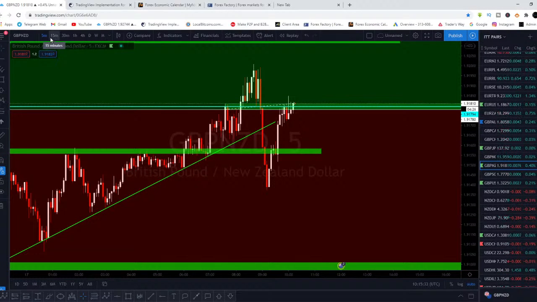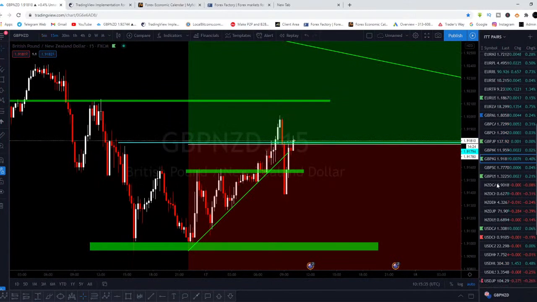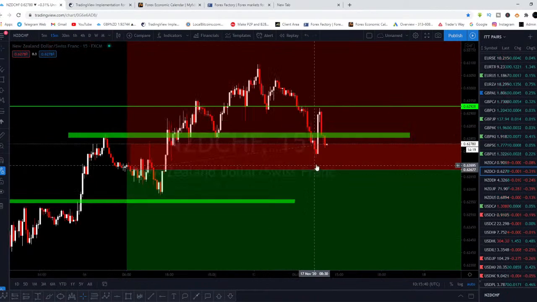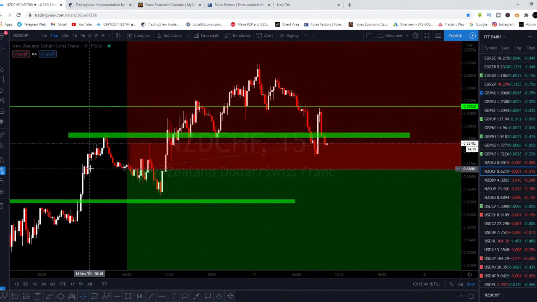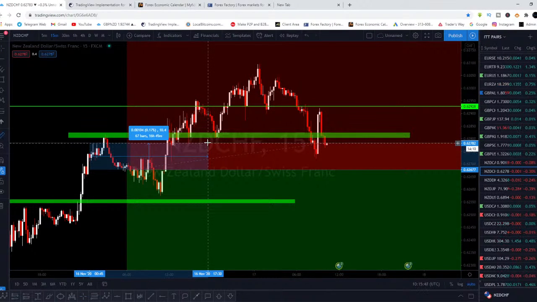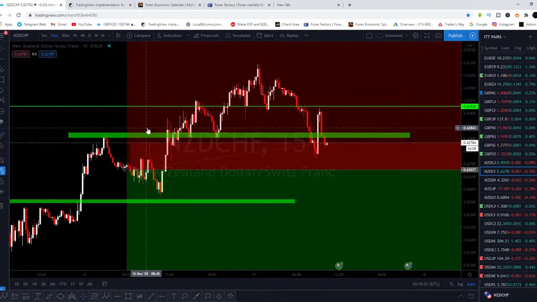Which trade is that? Okay, NZD CHF, we are still in it. Yeah, NZD CHF is still in negative as well, around negative 10 pips. We are still in it. Minus 10 pips.